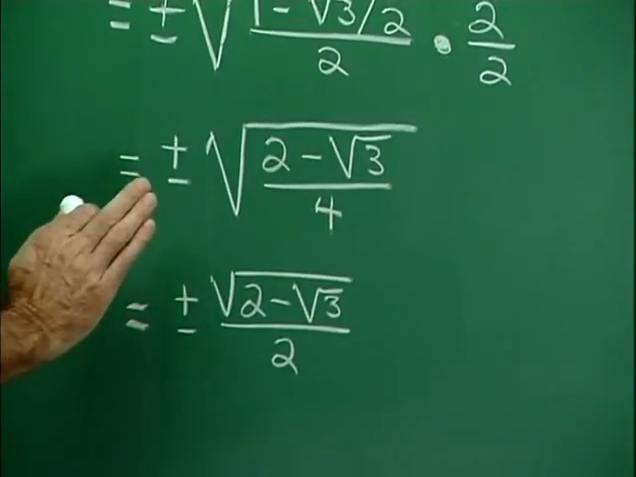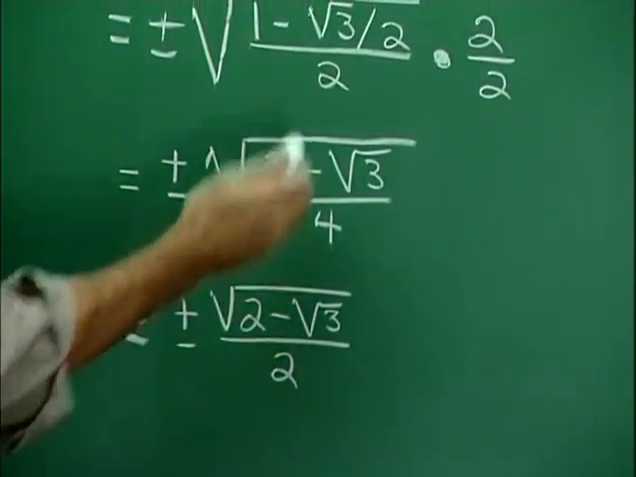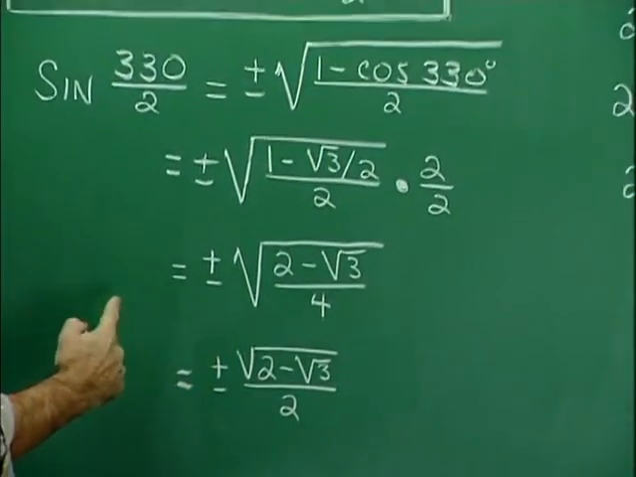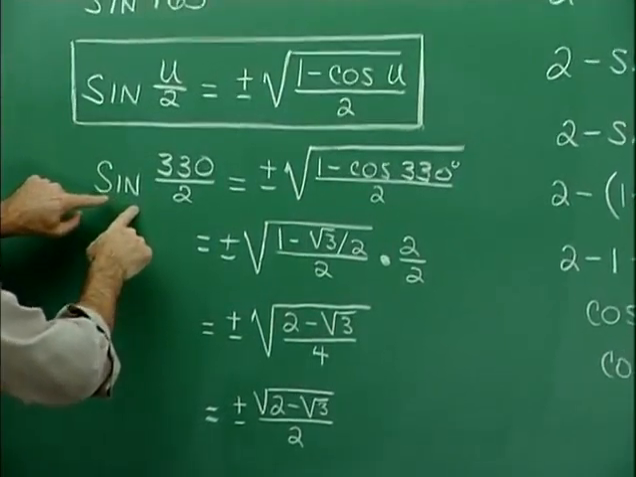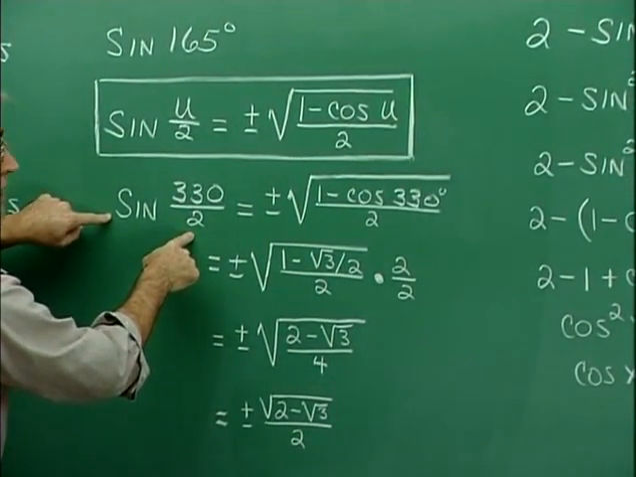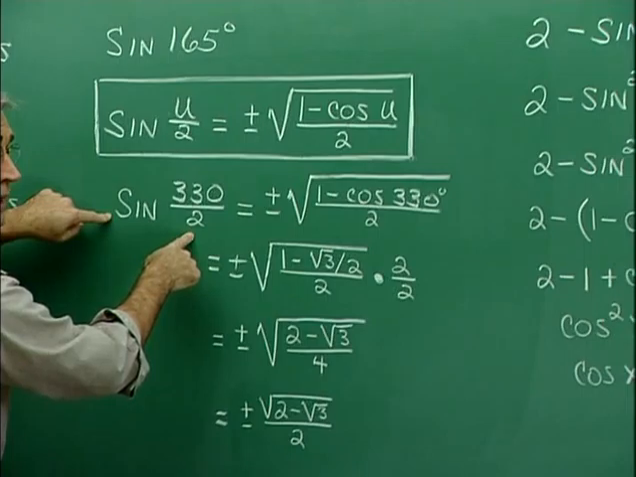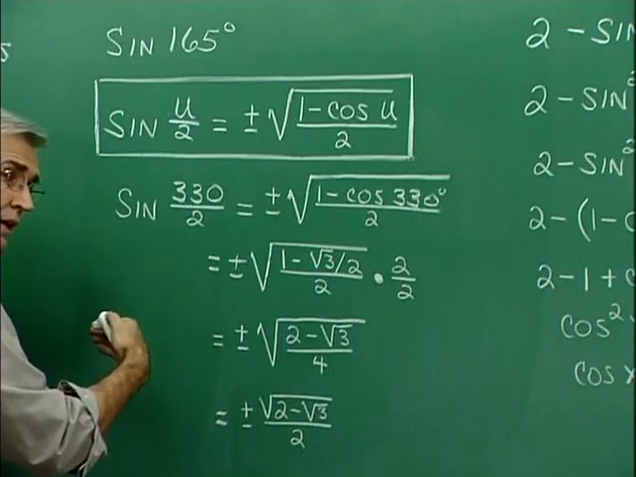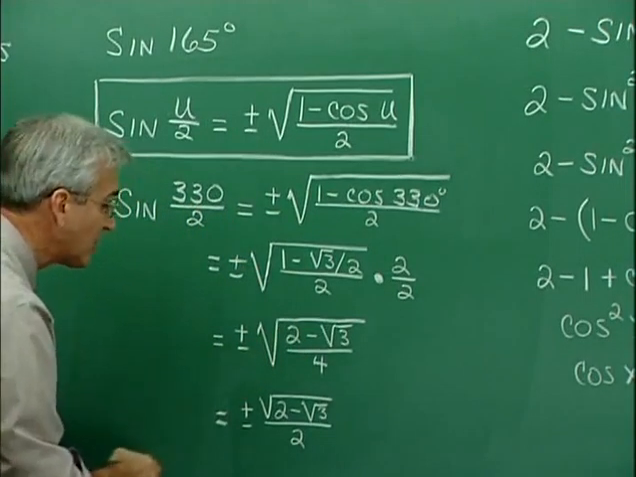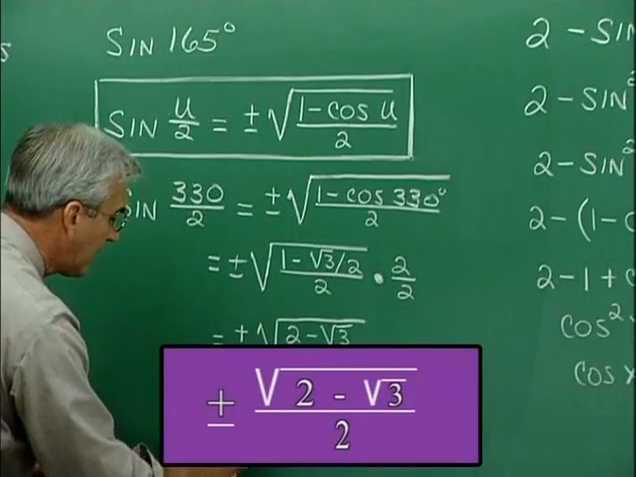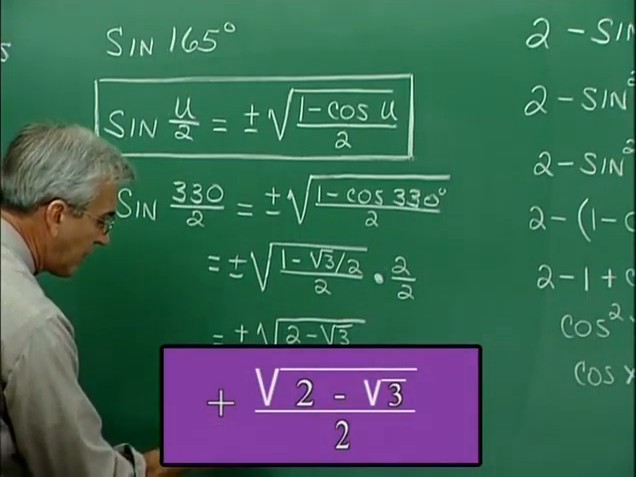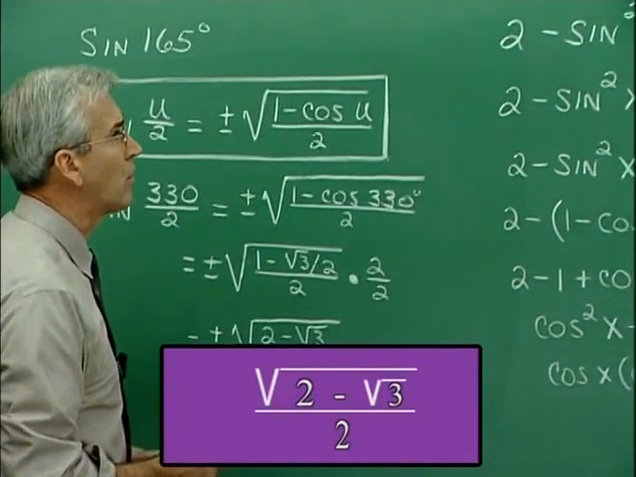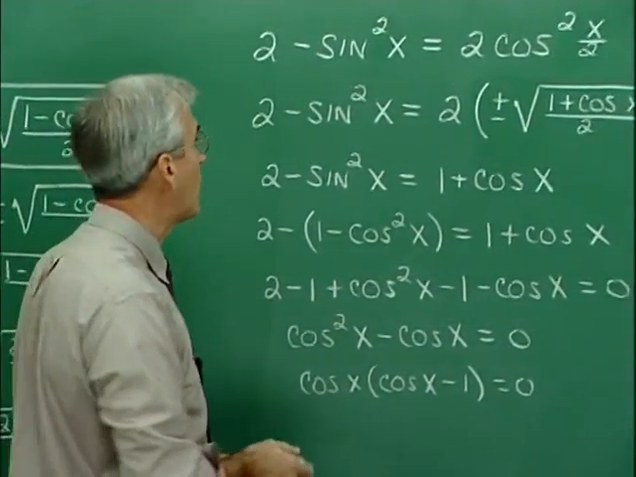Now, although within this problem we used an angle of 330 degrees, you see, that's not the one that we're trying to find the sine of. We're trying to find the sine of 330 degrees over 2. That is, the sine of 165 degrees. And an angle of 165 degrees falls into the second quadrant. And the sine of an angle in the second quadrant is plus. So we would be choosing then this plus value here. So it's that fraction.